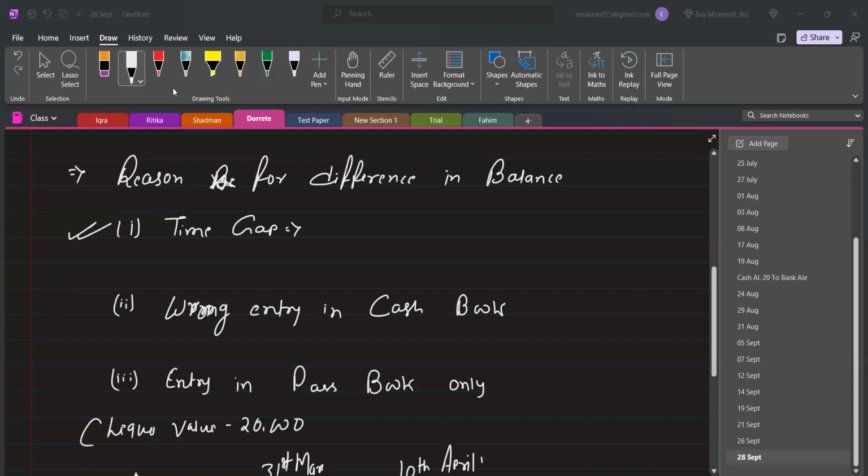Or let's take another example. Let's say one of our customers goes to the bank and deposits the amount payable directly. He didn't tell us, he forgot to tell us. So in that case, the transaction will be entered in the passbook, but we will not know about it, so it won't be entered in the cash book. And so it will create a difference. If it is entered in passbook and not entered in cash book, then it will create the difference. Yes or no? Yes. So that's why these three are the reasons for difference in balances.